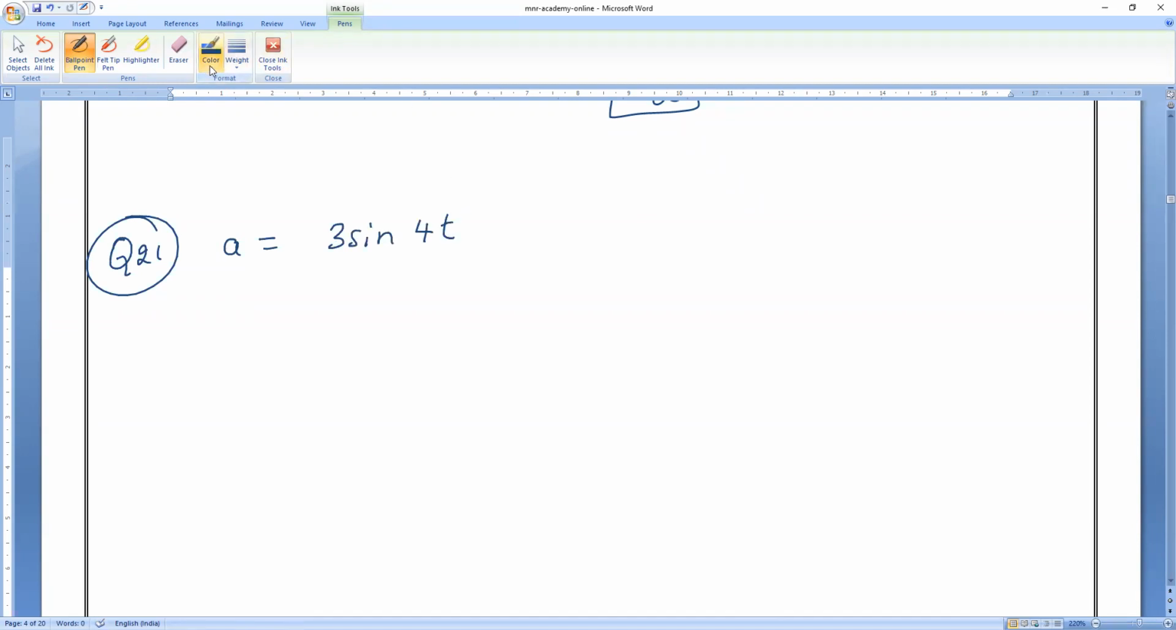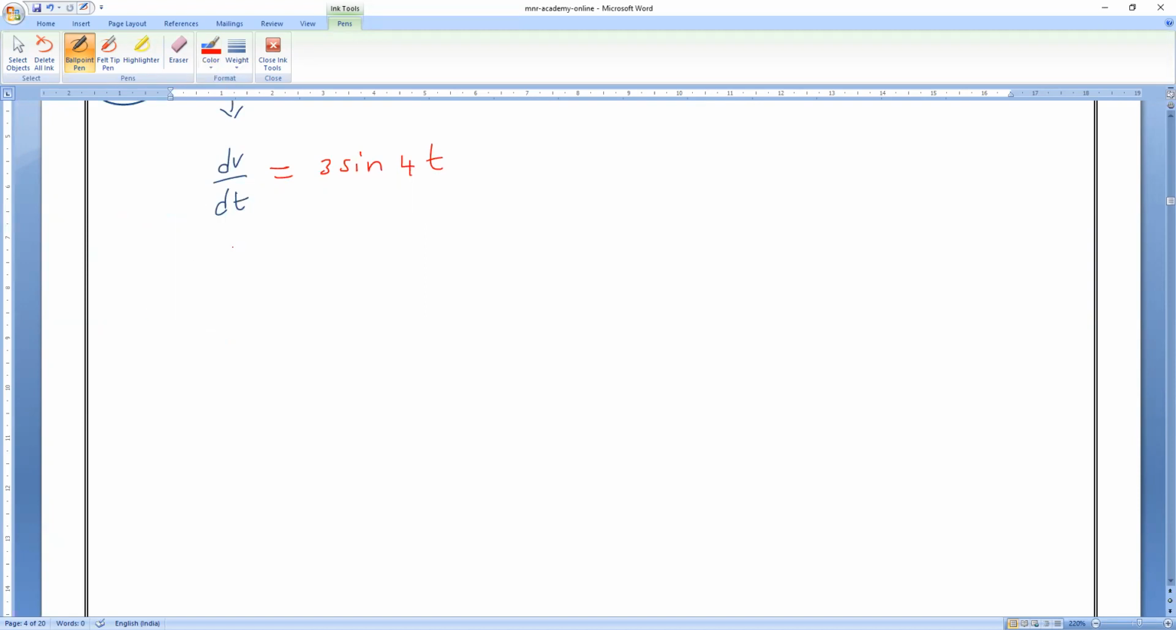Be very careful during the integration. Do you remember how to do it? I taught you on the day we started the question. We know a means dv by dt, so dv by dt = 3 sin 4t. We apply integration, so dv = 3 sin 4t dt. Now take v from 0 to v and time t from 0 to t.